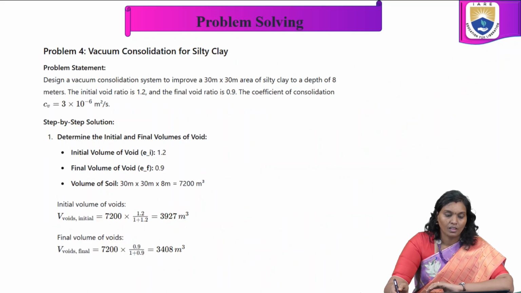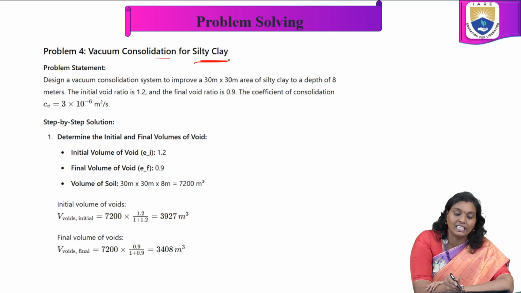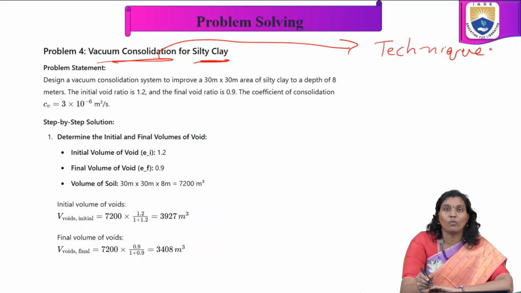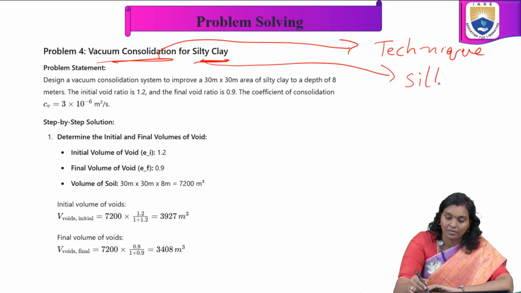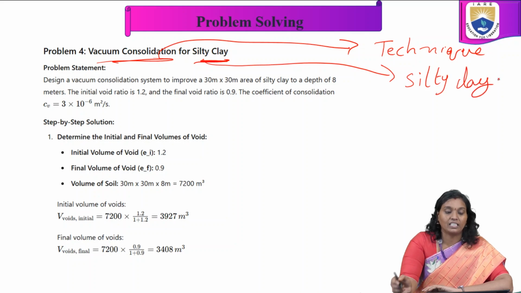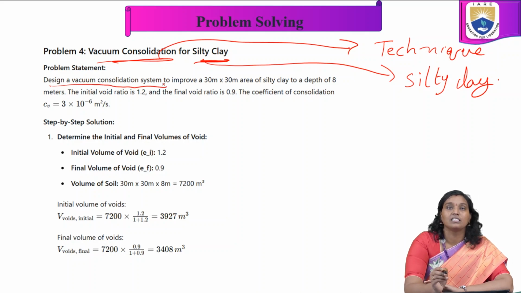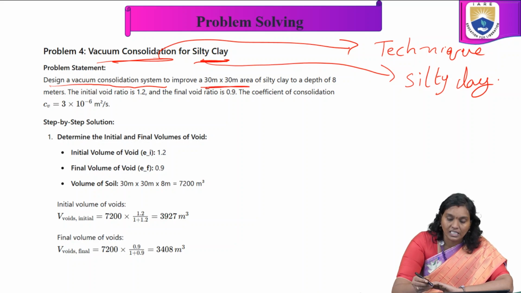In this, one more kind of problem is vacuum consolidation for silty clay. Vacuum consolidation is the technique which we choose for getting the required properties of this type of soil, that is silty clay. Here we are going to design a vacuum consolidation system to improve this area of silty clay up to a depth of 8 meters.